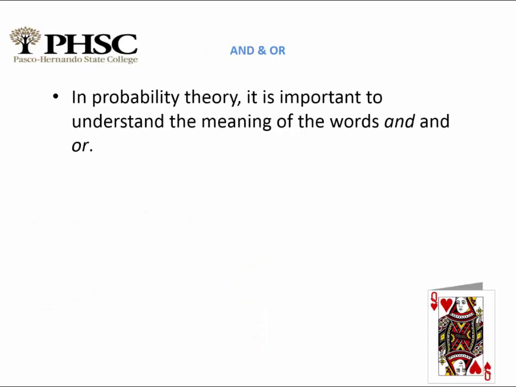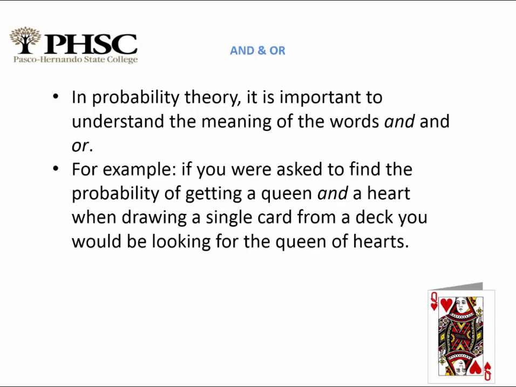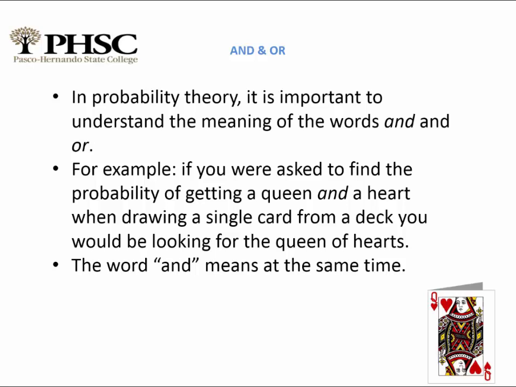The next thing I want to talk about are the words "and" and "or". In probability theory, it's important to understand the meaning of the word "and" and also the meaning of "or". For example, if you were asked to find the probability of getting a queen and a heart when drawing a single card, then you would be looking for the queen of hearts, because it has to satisfy the 2 conditions. It has to be a queen and it has to be a heart. Well, there's only one card that satisfies that, and that's the queen of hearts. So the word "and" means at the same time.